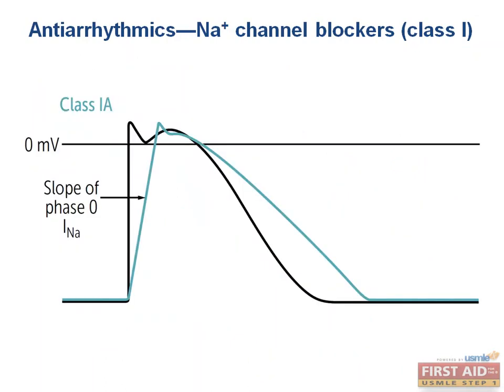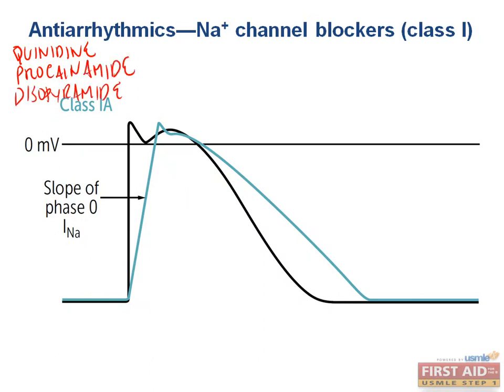Let's talk a little bit more about Class 1A. So these bad boys are quinidine, procainamide, and disopyramide. These guys block the fast sodium channels that are responsible for the phase 0 depolarization. Big deal, we already knew that. That's what all Class 1s do.